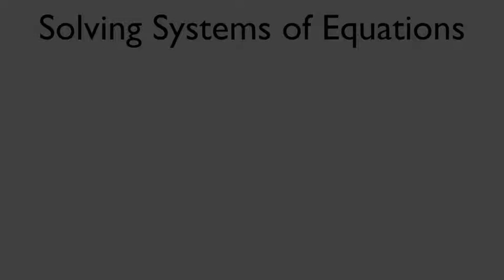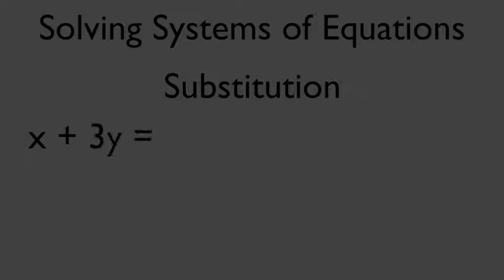One of the methods to solving systems of equations is through substitution. Now, if we were to take the equations x plus 3y equals 7 and x minus y equals -1, we can use the substitution method to solve for the two variables x and y.